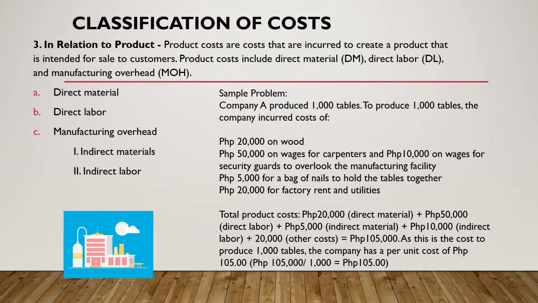Then plus 20,000 other costs. These are the rent and utilities. So overall, the production cost is 105,000 pesos. As this is the cost to produce 1,000 tables, so we will divide 105,000 production cost divided by 1,000 tables is equal to 105 pesos per table. So yun po yung cost to produce one table, 105 pesos.